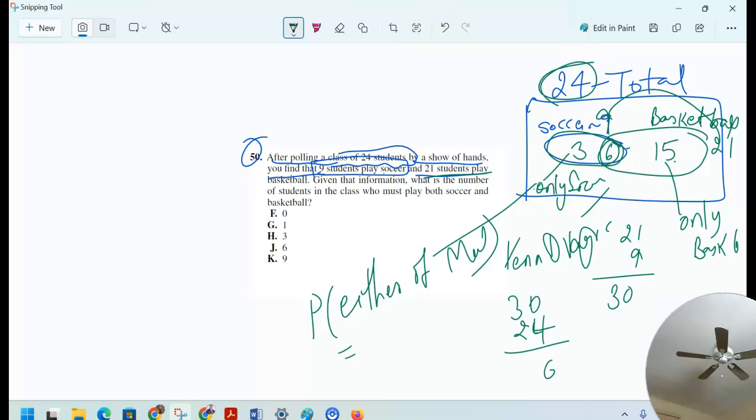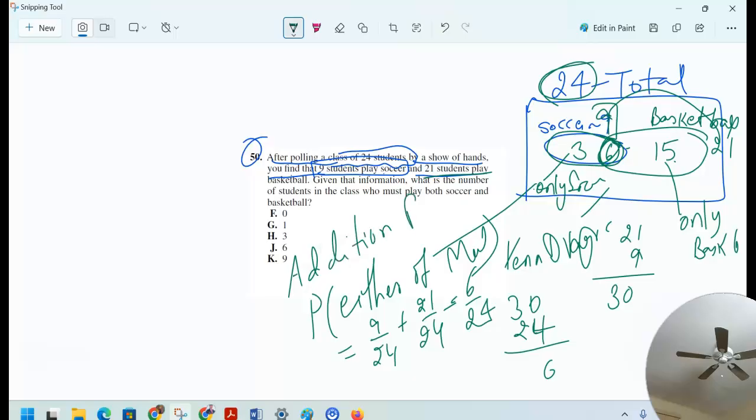boy student is a soccer player, because there are nine. So you say, okay, 9 out of 24, plus basketball, there are 21, so 21 out of 24. And then you have to subtract the students who play both, 6 out of 24. This is called the addition rule of probability.